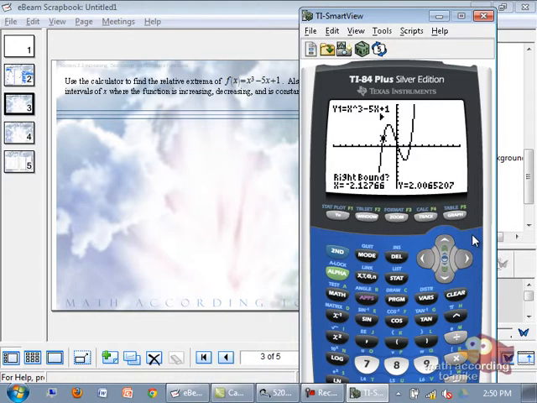So for right bound, take your blinking cursor and move it to the right of where the maximum occurs. Again, doesn't matter how far right. And hit enter. So what this says now is the calculator is only going to be looking between these x values to find the maximum. And then it says guess. Move your cursor to the top of the hill if you want, and hit enter. Depending on the function, may take some time.